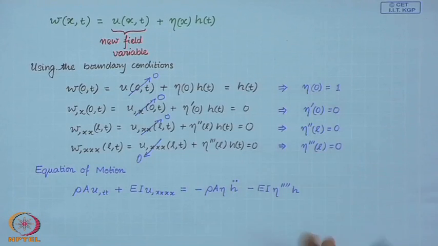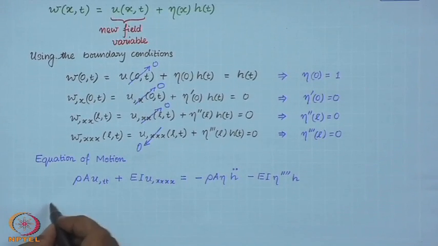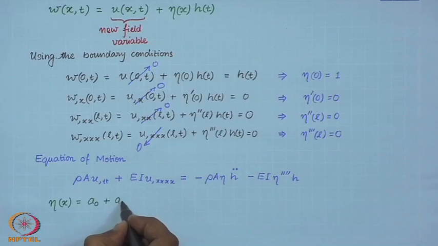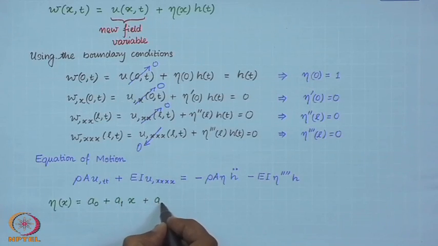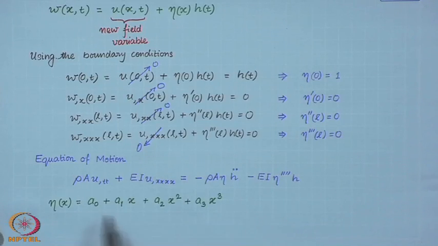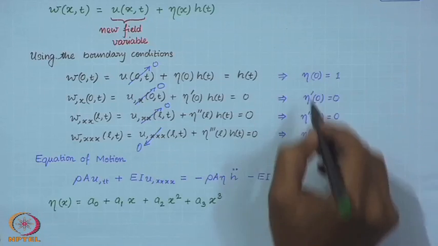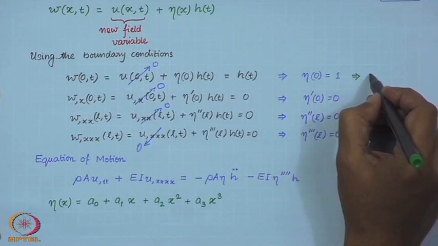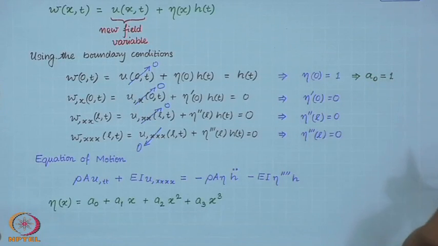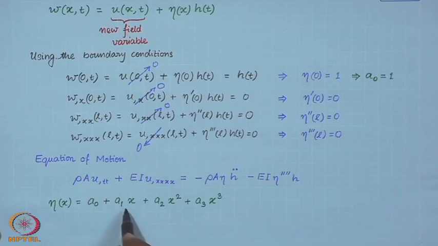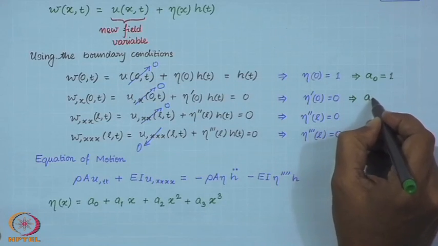Now, to keep things simple, we can consider a polynomial in this form, and if you now use these conditions, this will imply a 0 is 1, eta prime 0 is 0. So, this will imply a 1 is 0.